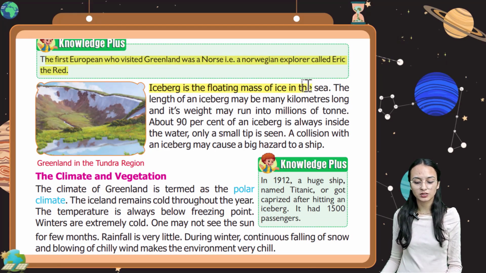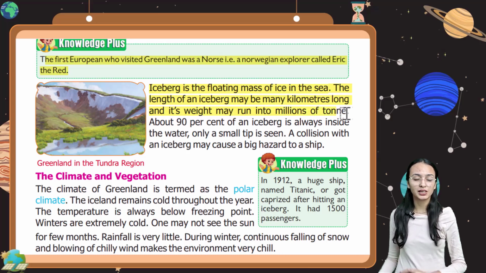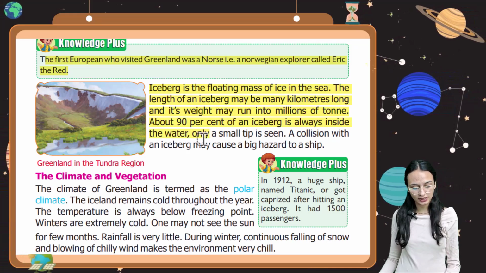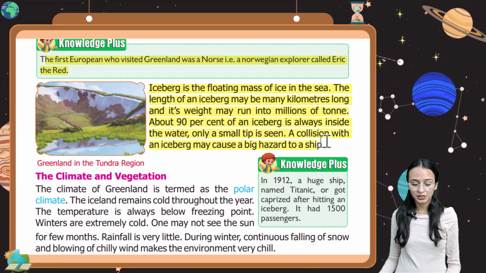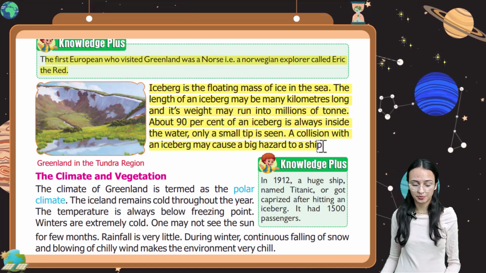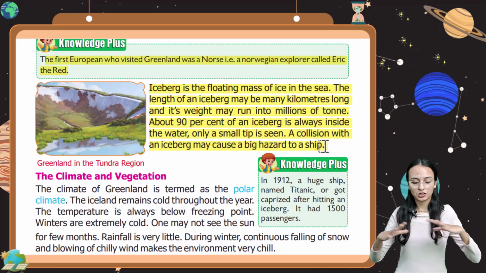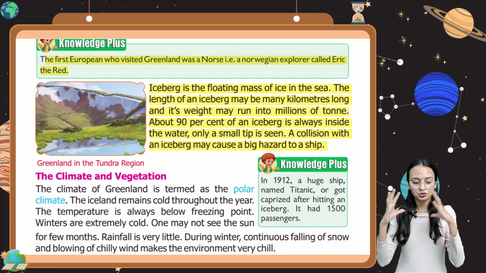Iceberg is the floating mass of ice in the sea. The length of an iceberg may be many kilometers long, and its weight may run into millions of tons. About 90% of an iceberg is always inside the water. Only a small tip is seen. A collision with an iceberg may cause a big hazard to a ship. We know about icebergs, like a tip of them shows on the ocean and a large part of them is under the sea. And all of it is made of ice. That's why iceberg, a large mass of ice.